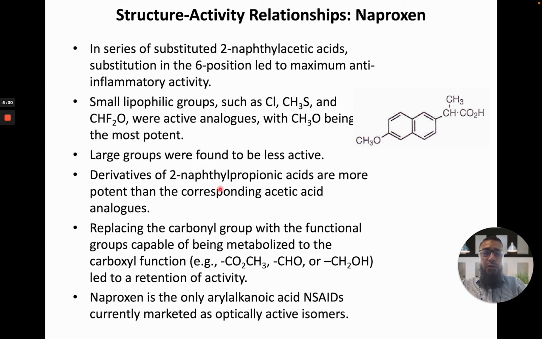Derivatives of 2-naphthyl propionic acid are more active than the corresponding acetic acid, meaning the propionic acid plays a very important role in this series of compounds. Replacing the carbonyl group with other functionality, for example this ester group, aldehyde group, or alcohol group, will lead to the retention of the activity. Naproxen is the only arylpropionic acid NSAID which is marketed as an optically active isomer.